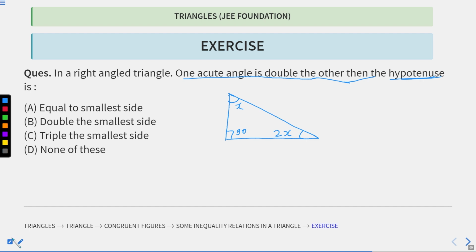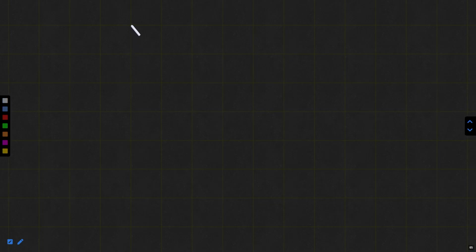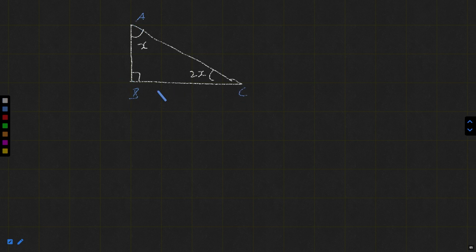So let me give you a small proof for this, and the answer is option B, double the smallest side. Let's see how we are going to prove that. In this triangle, first of all, let me make a right angle triangle with this as my x, and this is my 2x. Now A, B, C, I am taking this. It is the smallest side. Why is it the smallest side?